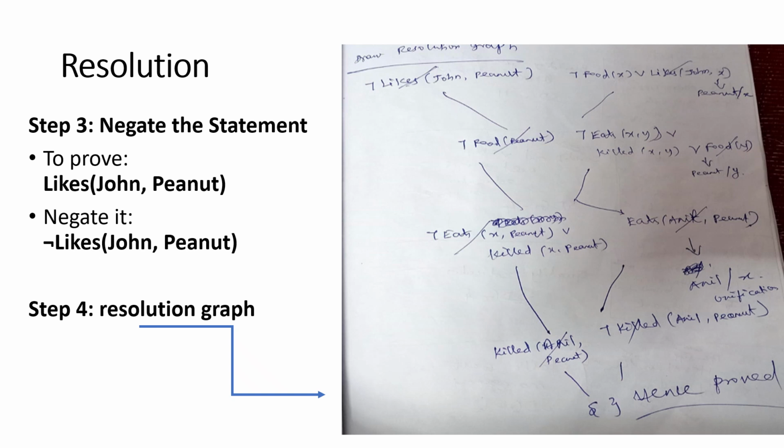And finally, it is pending with negation of eats of x comma y. Which statement will be suitable for it? I think the fifth statement. If we cancel with the fifth statement, the remaining will be killed of x comma peanut, and the remaining pending statement is not killed of Anil comma peanut. So we can cancel all of this, and finally the statement is nil, and we are going to have an empty clause. So the resolution using the resolution graph ends in a contradiction, and it is proved. Thank you.